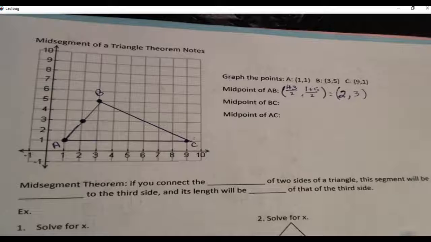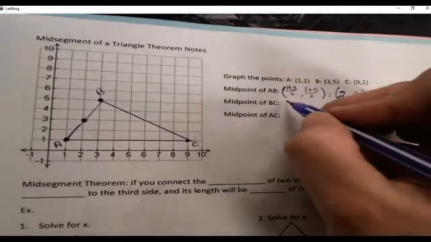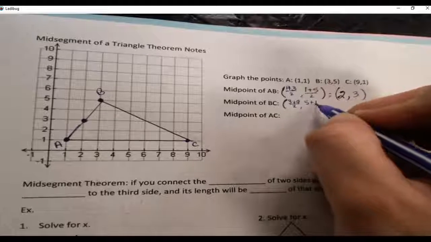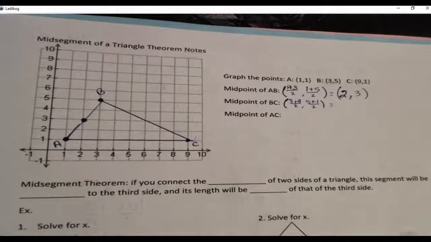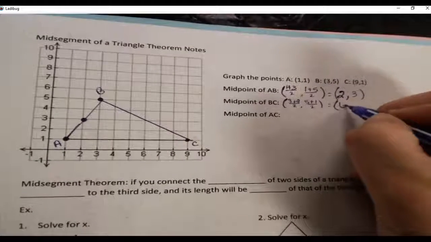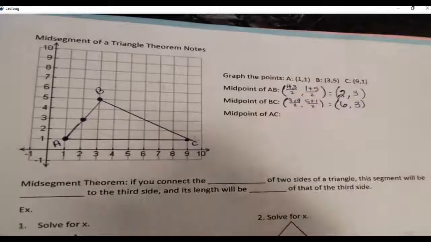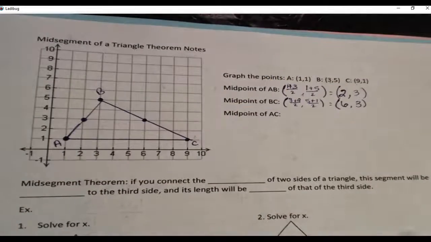So then we want the midpoint of BC. So we're looking at B and C. So we need to do 3 plus 9 divided by 2 and 5 plus 1 divided by 2. So 3 plus 9 is 12, and 12 divided by 2 is 6. And then 5 plus 1 is 6, divided by 2 is 3. So then again we can plot (6, 3). And again that one should be on your triangle.